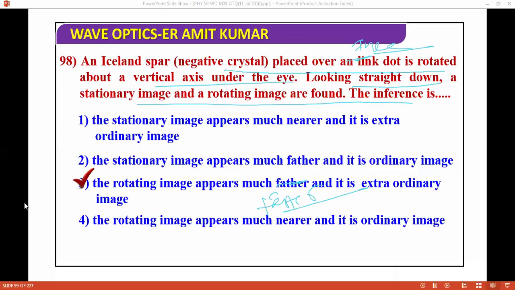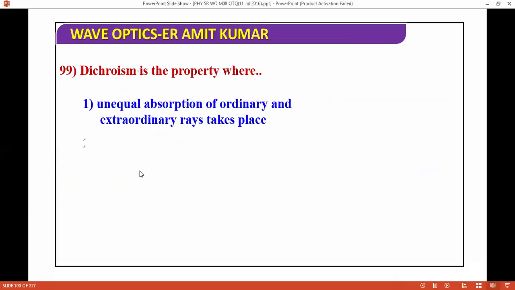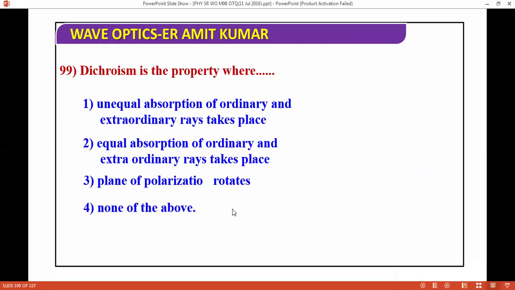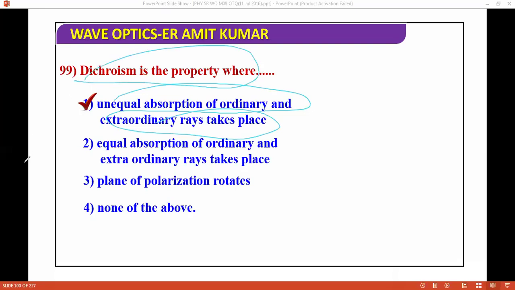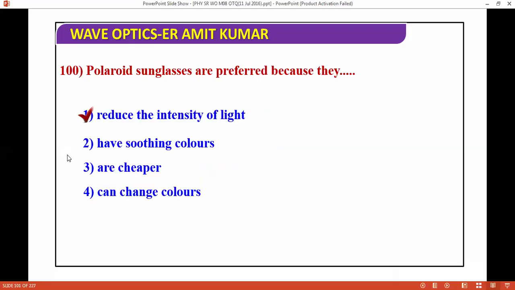Next question: dichroism is the property where unequal absorption of ordinary and extraordinary rays takes place, equal absorption takes place, the plane of polarization rotates, or none of these. The first answer is correct: unequal absorption of ordinary and extraordinary rays takes place. That is dichroism. Next question: polarized sunglasses are preferred because they reduce the intensity of light. It's an easy question.